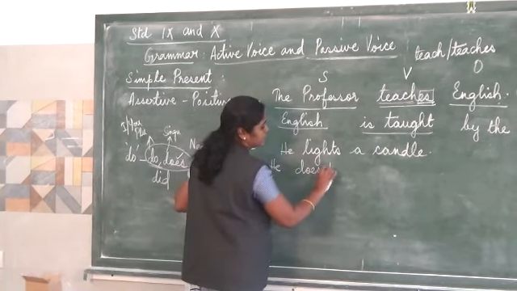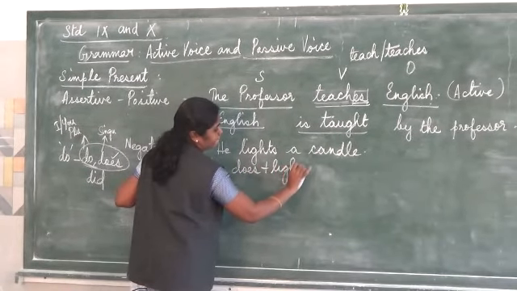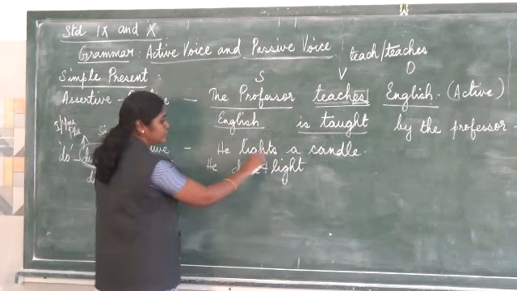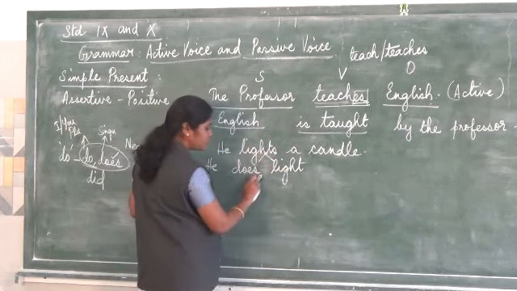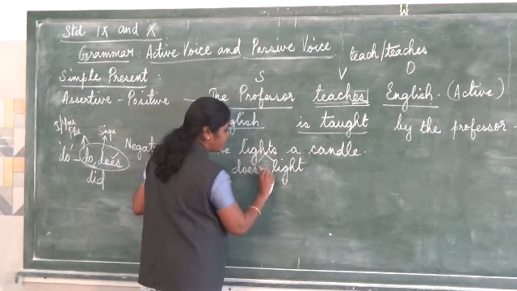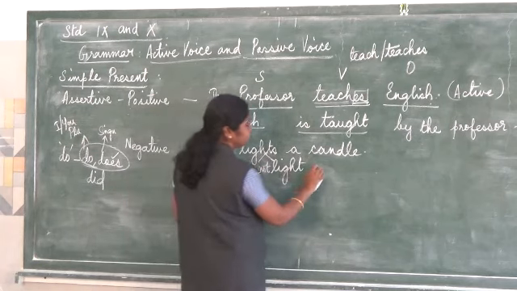So does plus light. Okay, so this light becomes does plus light. So now this is the auxiliary verb now. So after this does you can add not. He does not light a candle.